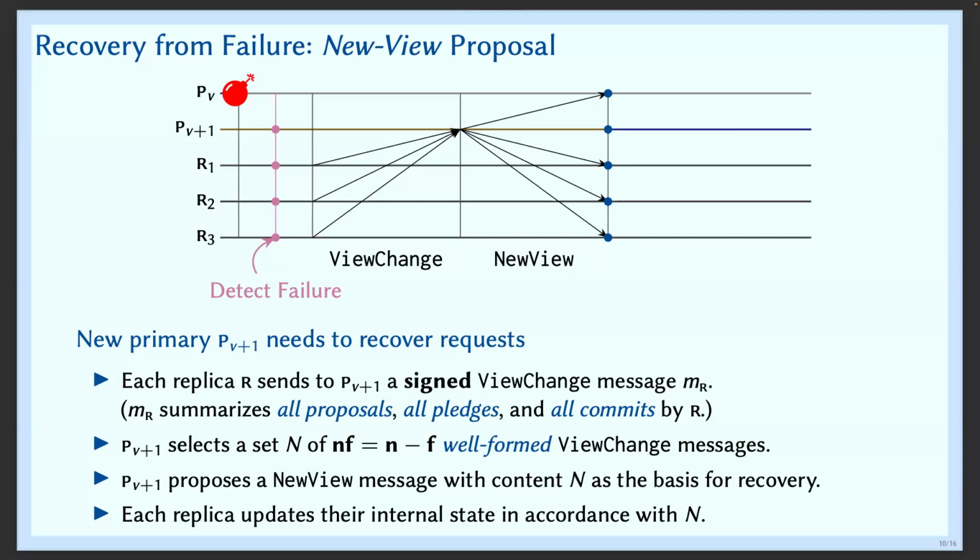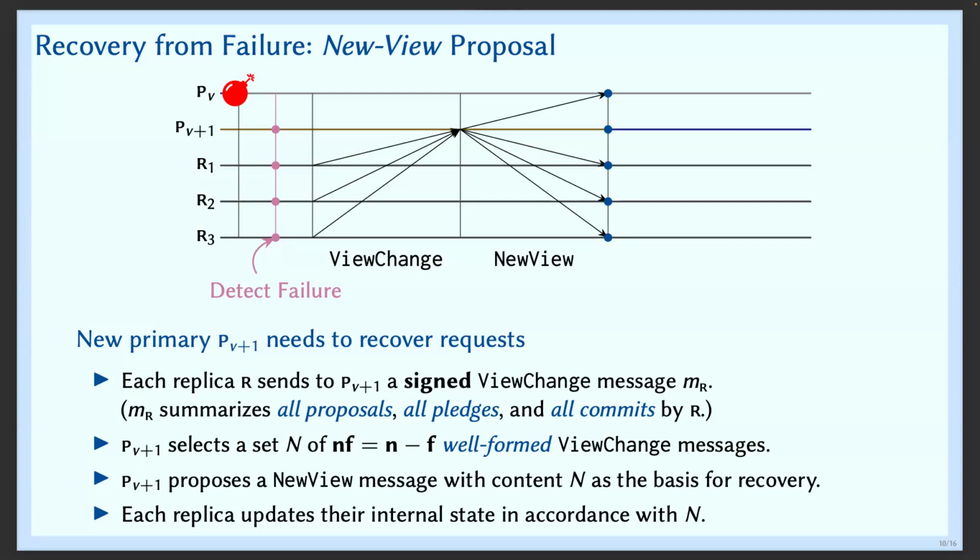Once the new primary has collected the view change messages, it collects 2f+1 view change messages, not prepare messages. Yes, it will be able to construct a valid history.